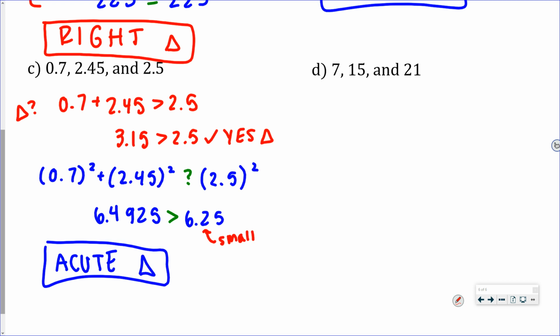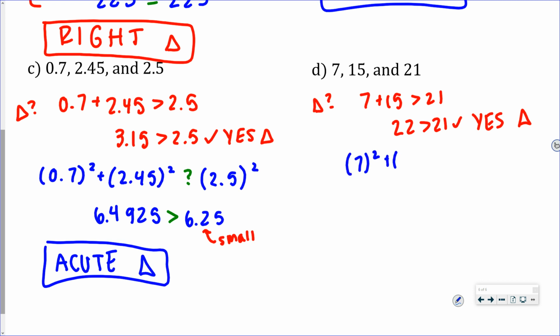Okay, last one. Is this a triangle? Is 7 plus 15 greater than 21? You betcha. 22 is greater than 21. Yes, it's a triangle. Hold on, don't pack up yet. That's rude. So let's check Pythag. Is 7 squared plus 15 squared equal to 21 squared? Is it greater? Is it less than? We don't know. That's what we're testing out. It's a big old question.